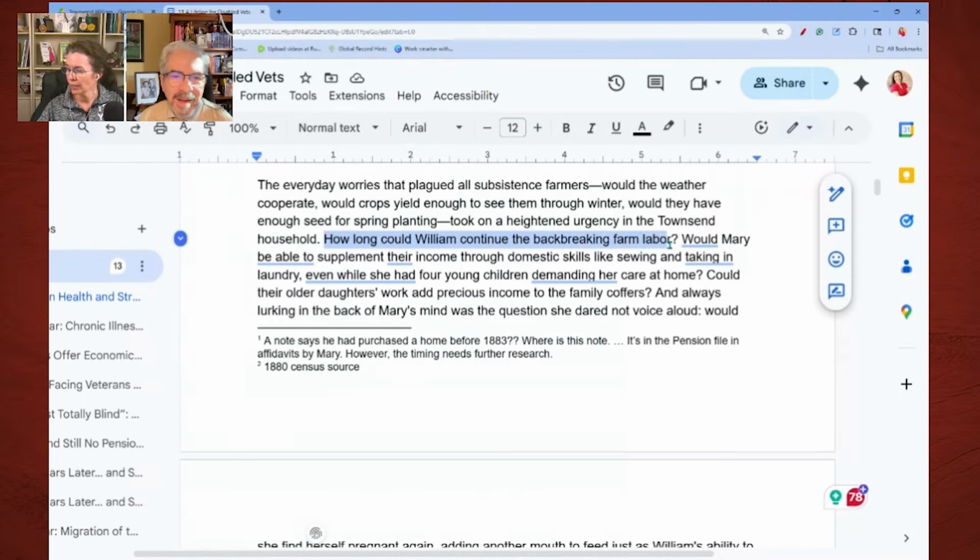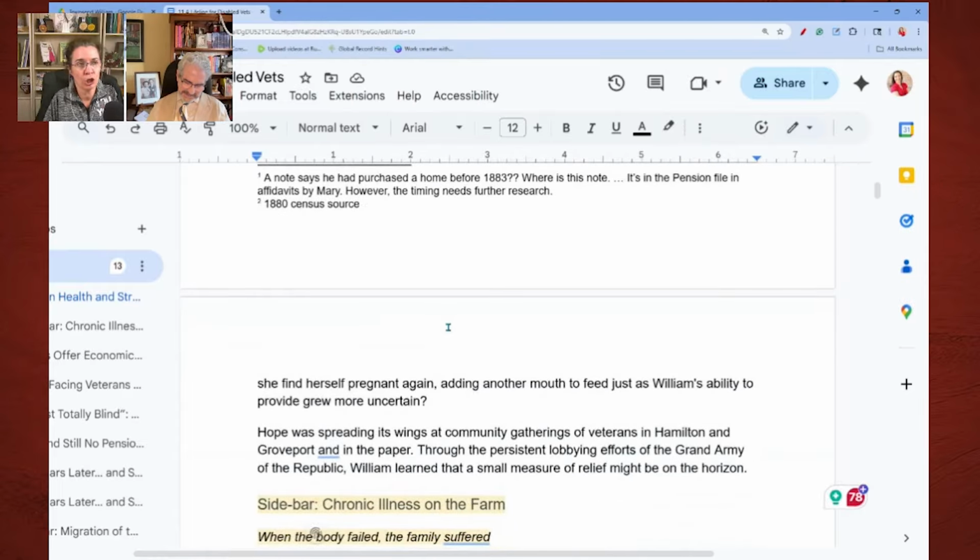How long could William continue under the backbreaking farm labor? Would Mary be able to supplement their income through domestic work? You see, I'm asking those questions without implying that was a challenge. That's one of the techniques I really like, because we're not writing fiction. We're trying to narrativize facts that we've gathered to humanize these people that are just on a death certificate. I've never met these people. They lived during the Civil War. So that's one of the ways I try to humanize them. There are some judgments I'll make, and then there are others where I want to imply and get my reader to think. That's one strategy.